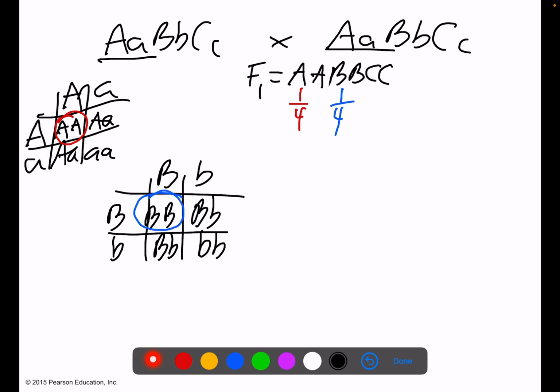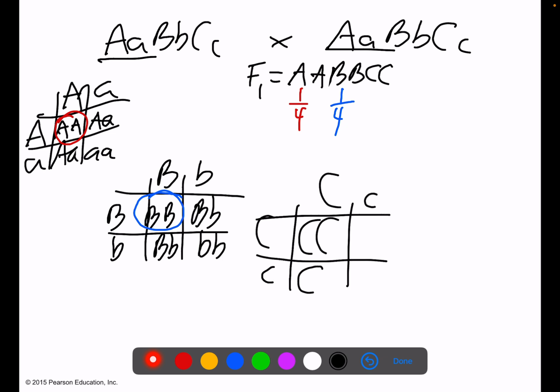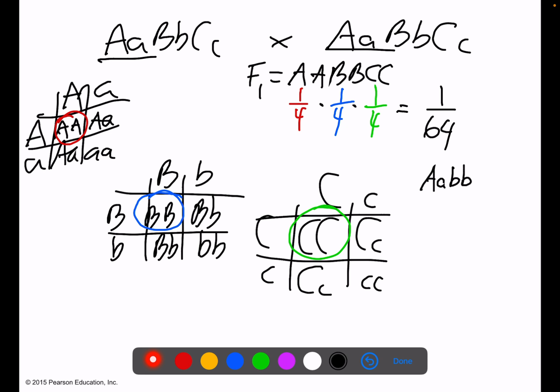And then finally, we can do the C's. And we can ask, what are the chances that we will have a child that's big C, big C? Looks like that's also 1 out of 4. And if we do the math, that's 1 in 64. We could also be asked, okay, well, what are the chances that they'll have a child that is, I don't know, heterozygous there, but homozygous there, and also heterozygous there?